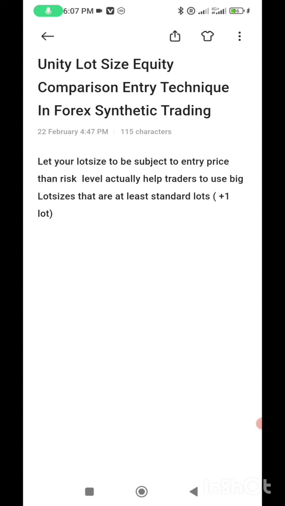In this scenario, it actually means that you are not basing your entries, your open positions and running trades on risk, like on percentage risk. You are basing it on your ability to make sure you use at least one lot size, meaning that your lot size should be in the order of 1, 2, 3, 4, 5, 6, 7, 8, 9, 10 to infinity. Why are you using big lot size?